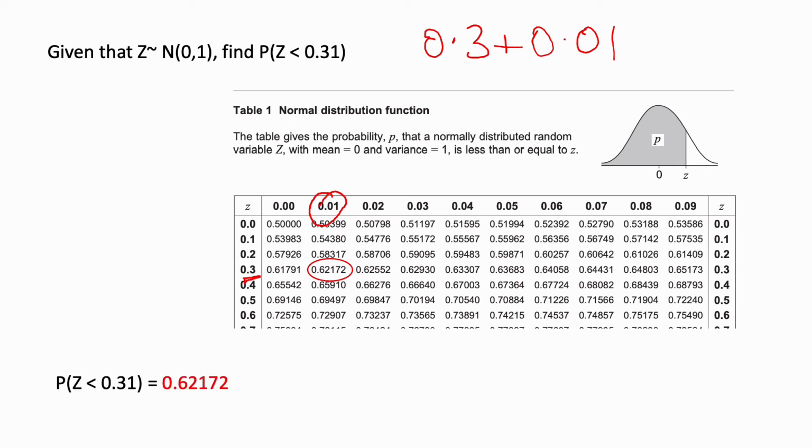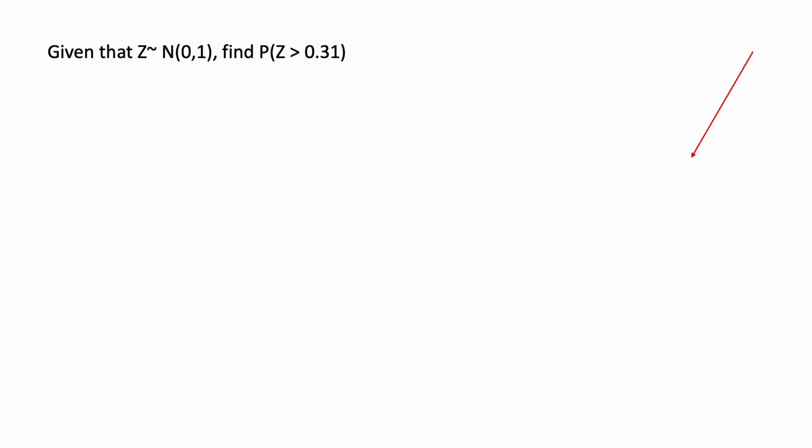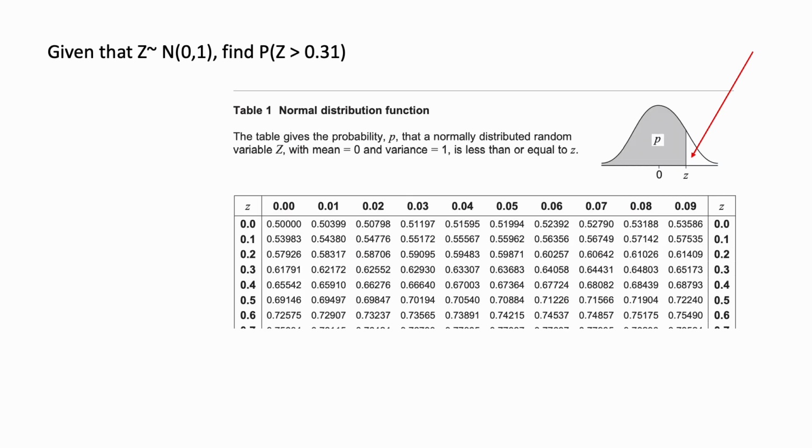So 0.62172. You might not always need to give it to 5 decimal places. 4 is perhaps more common. So the next one, I seem to have left an arrow there. Similar thing, but this time we're working out the probability that Z is greater than 0.31.